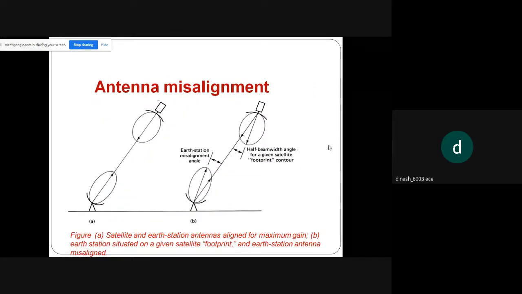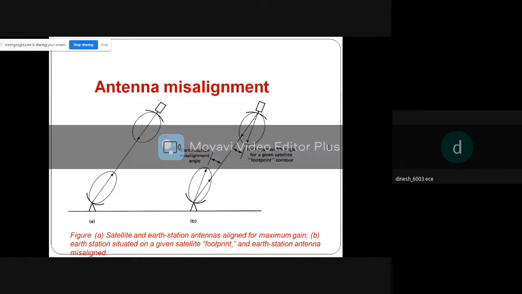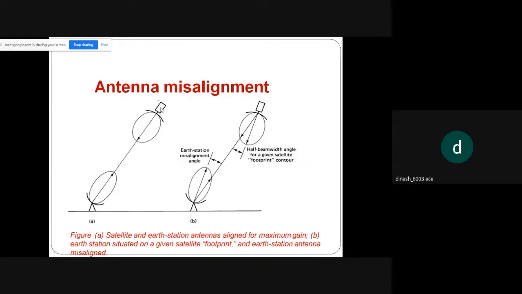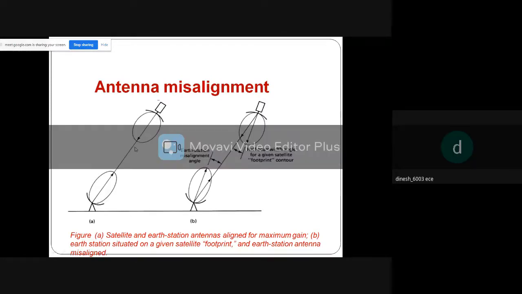So this is your diagrammatic representation. Satellite and earth station aligned for maximum gain. You can see this is your ground station at the earth, and the antenna is focused towards the satellite. So the direction from satellite to the earth is the same. There is no misalignment, or we can say that the satellite and the earth station antennas are aligned for maximum gain.